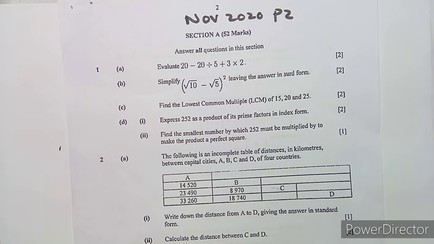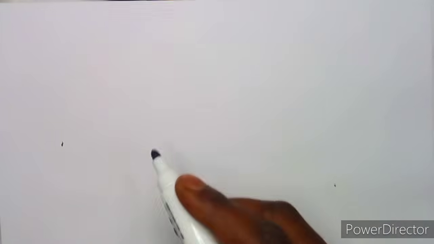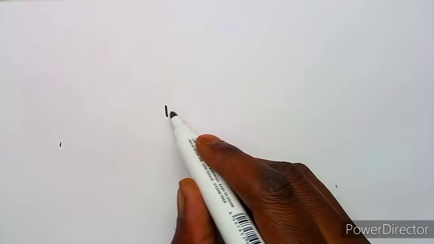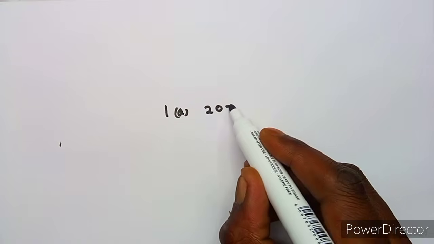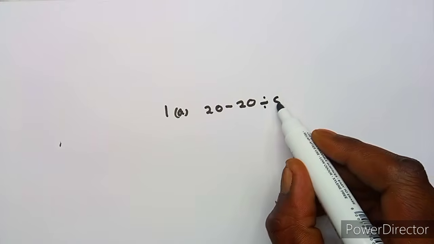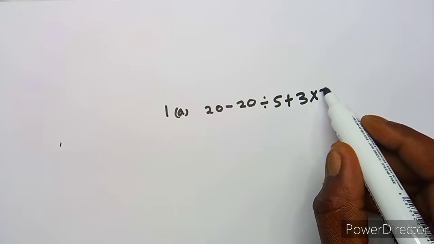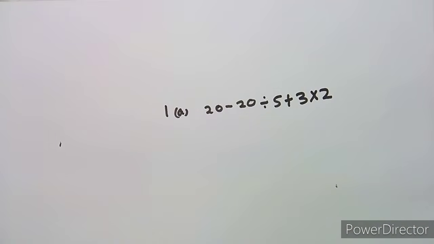All right, so let us just quickly rush through the questions. You are given on question 1a to evaluate 20 minus 20 divided by 5 plus 3 times 2, which has 2 marks. So how do we actually attempt such a question in Paper 2? It seems like an easy question, but if you mistakenly attempt it, then everything is going to be wrong.